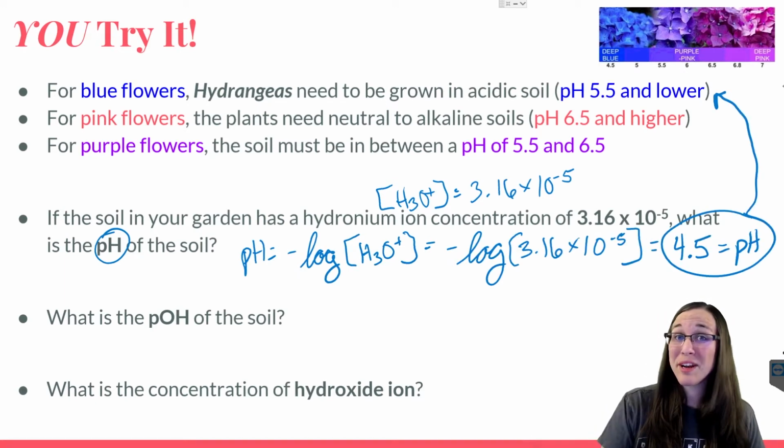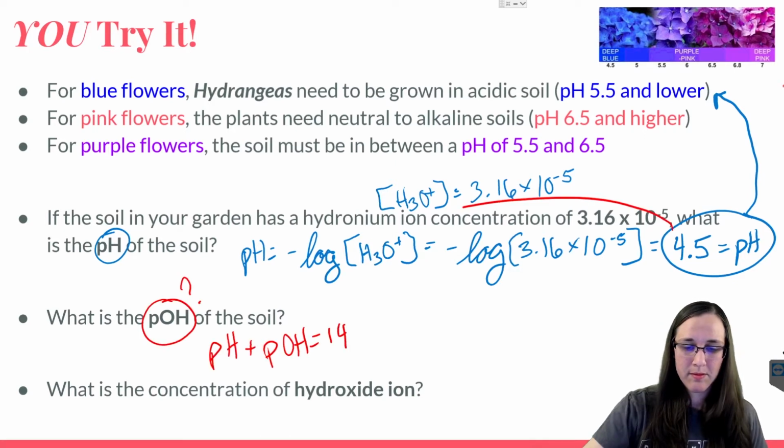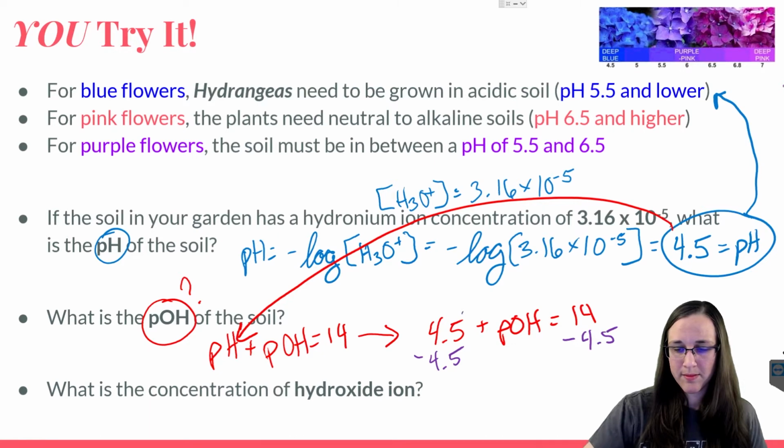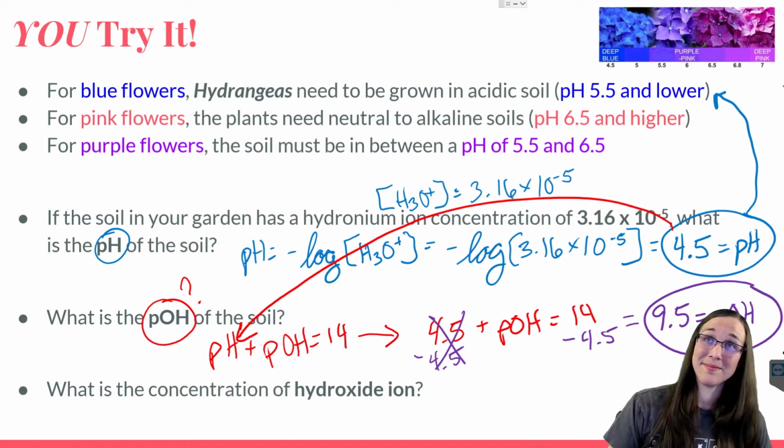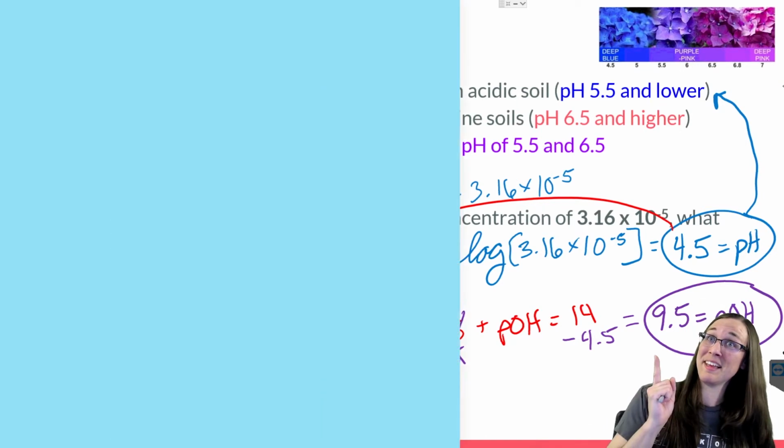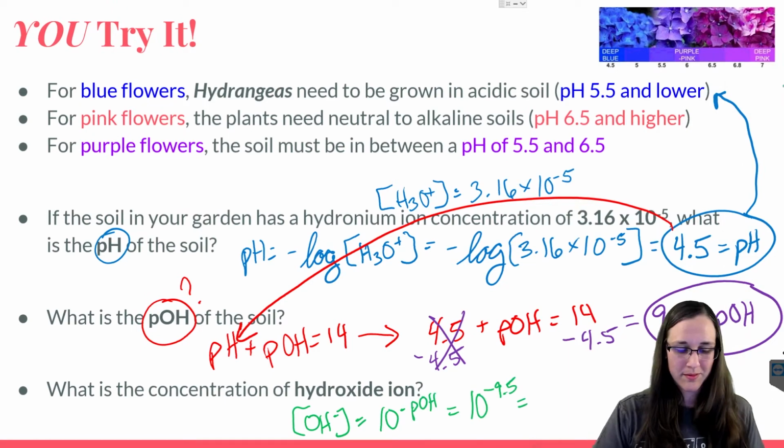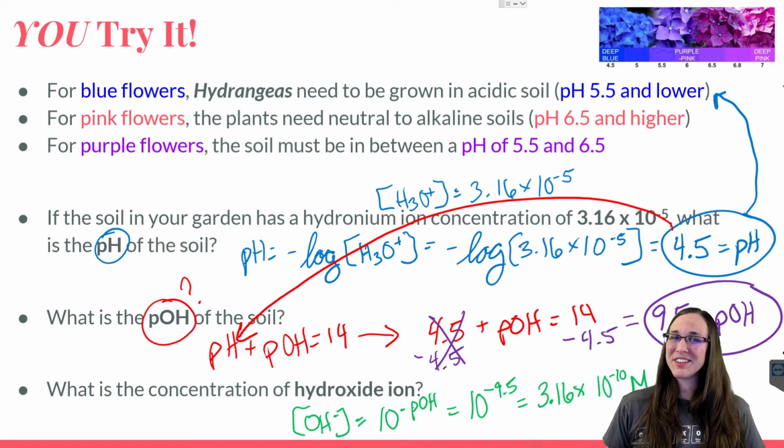You would have very pretty blue flowers at a pH of 4.5. Hopefully these are the answers you got.